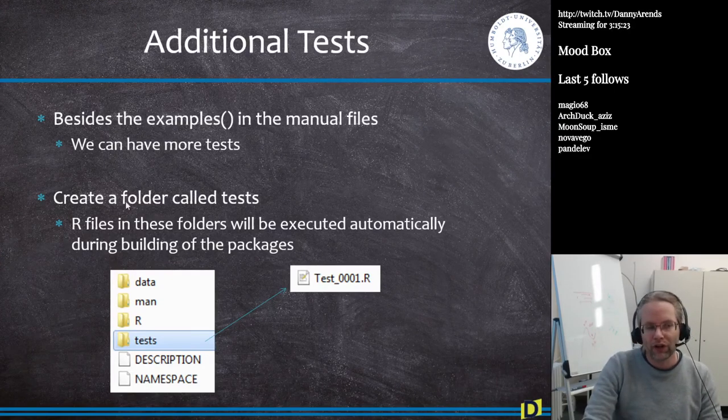But we can also explicitly add more testing, and to do that, we create a folder which is called tests, and all of the R files that you put here will be executed automatically during the building of the package. So when you do R CMD check, but not when you do R CMD install. So when you do R CMD check, it will run all of the different files in here. So I generally follow this system where I say test_001.R, then I have another file called test_002.R, and these are just tests, right? So they just give some input to the function that I provide to the user, and then test if the output is what I expect it to be.